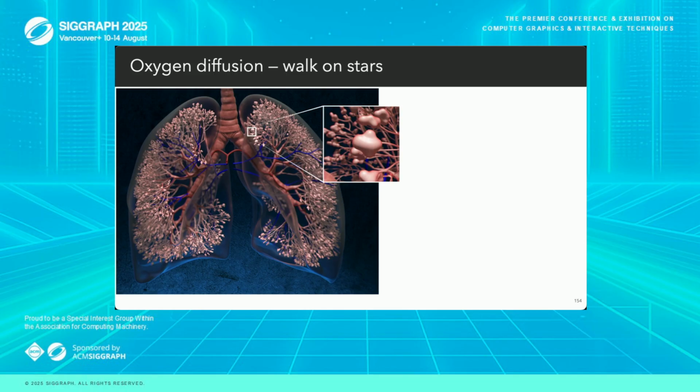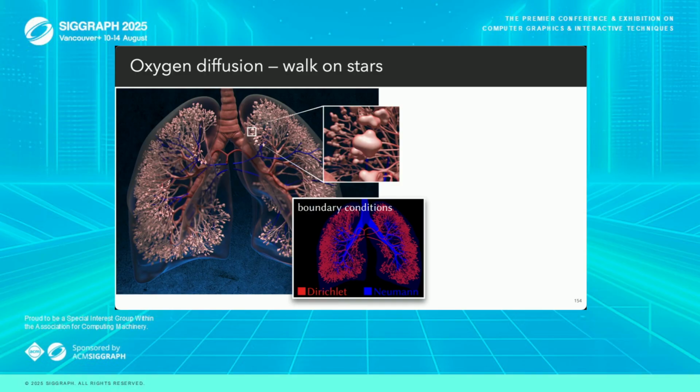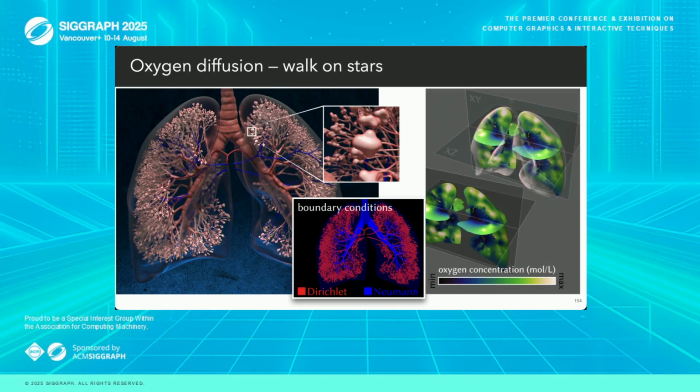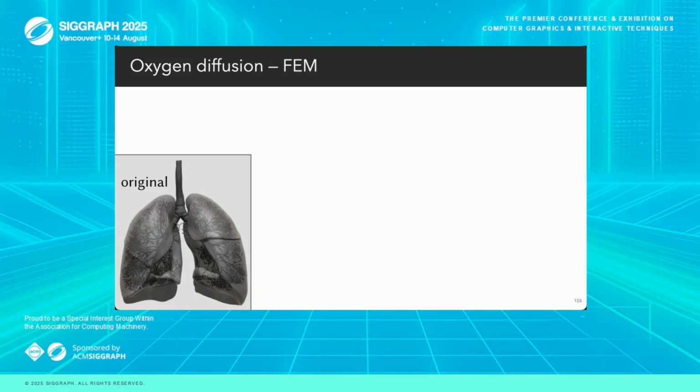So here we have oxygen diffusion on a super detailed model of the lungs. And by solving a Laplace equation with mixed Neumann and Dirichlet boundary conditions, we can model this effect. Unlike a traditional grid-based solver, we don't have to solve the solution everywhere in the domain. We can actually just pick out slices where we want to analyze the concentration of oxygen.